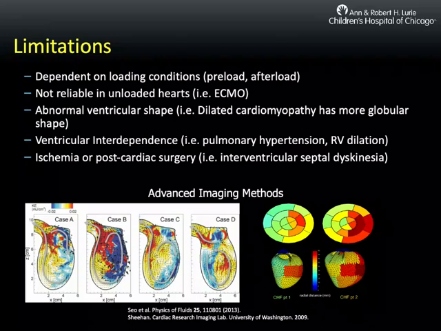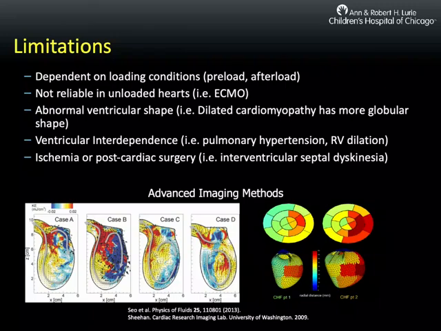So there are several limitations. And again, as we mentioned, these are dependent on loading conditions, particularly preload and afterload. Again, in situations where you have an unloaded heart, such as on ECMO support, measuring your EF may not be reliable. The same is true if you have abnormal ventricular shapes.